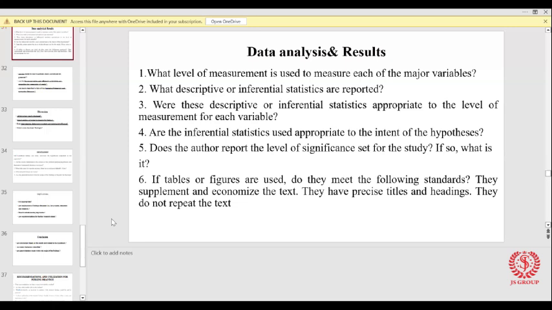In the results chapter, tables and figures will be there. Whether the tables and figures are arranged neatly in a logical manner, the table and the figure should supplement and economize the text. Instead of writing so many paragraphs, by seeing a single figure and a single table, the audience will understand the whole picture of the material. They should have precise titles and headings. Footnotes should be there, and they should not repeat the text. In this way, whether the researcher arranged the tables and figures or not. Next slide.